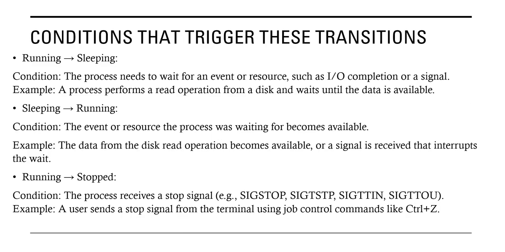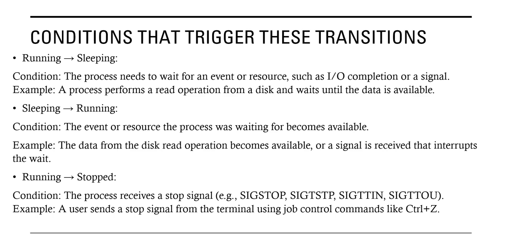Running to sleeping. The process needs to wait for an event or resources. For example, a process performs a read operation from a disk and waits until the data is available. Sleeping to running. The event or resource that the process was waiting for becomes available. For example, the data from the disk operation becomes available, or a signal is received that interrupts the wait.